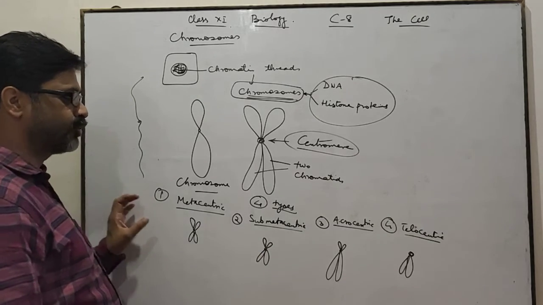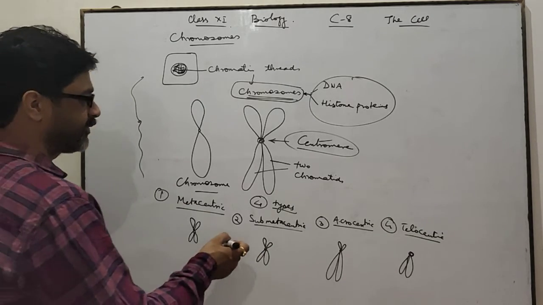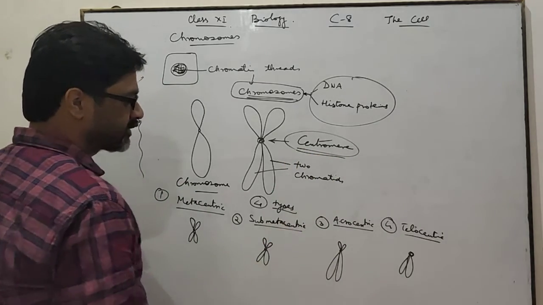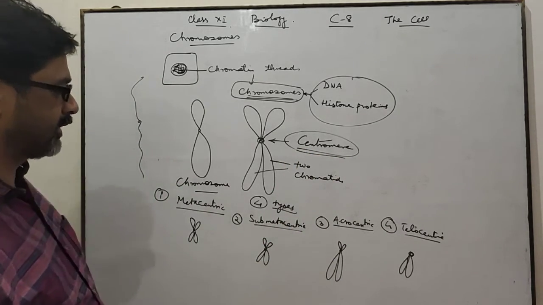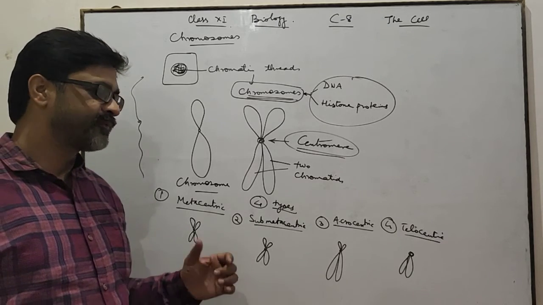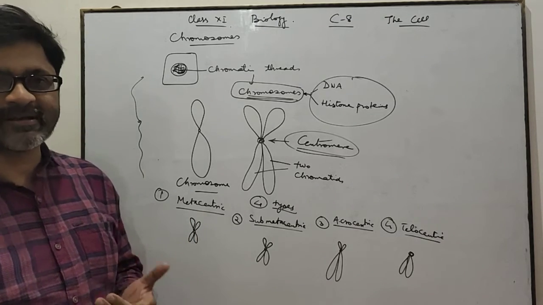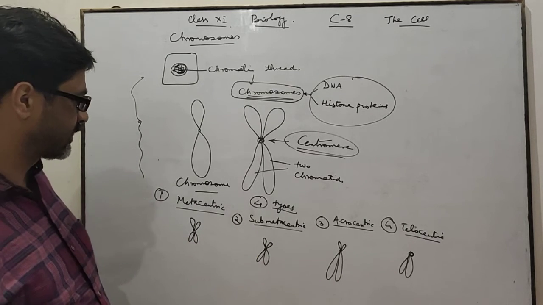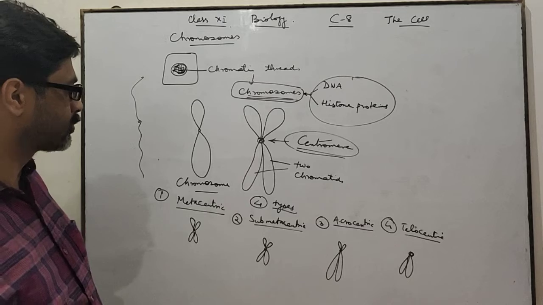There are these four types of chromosomes formed on the basis of position of centromere. Fifth type you can tell, that one is without centromere, that is called acentric. But here in your course only four types of chromosomes are given, hence you know about this.